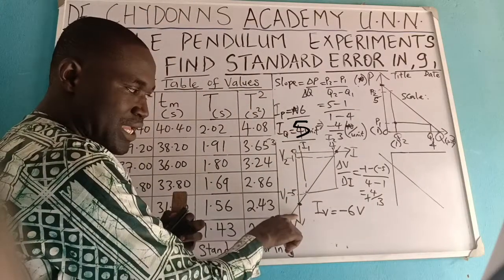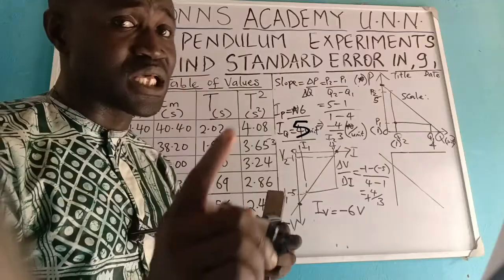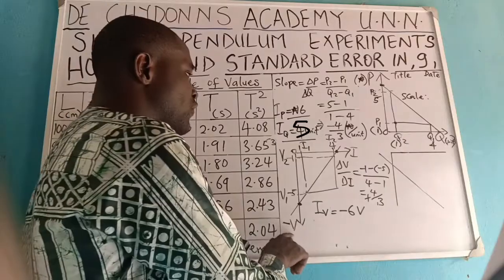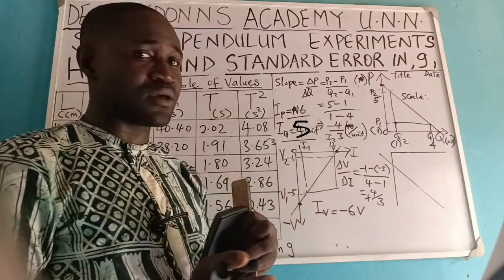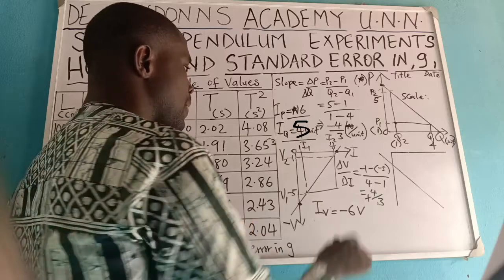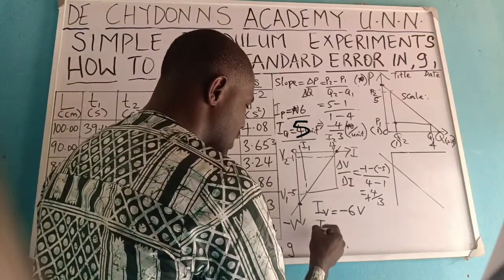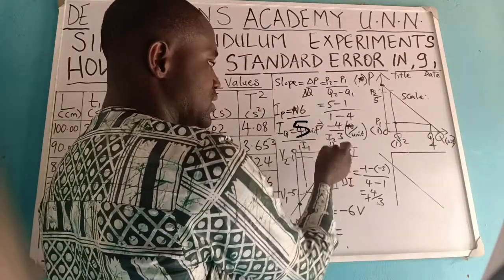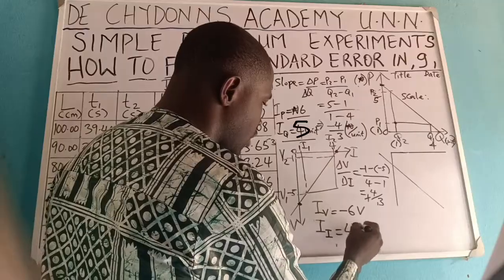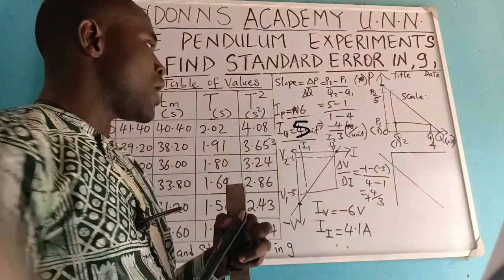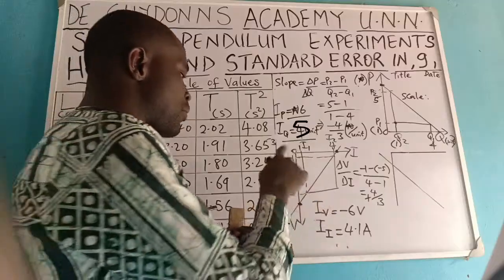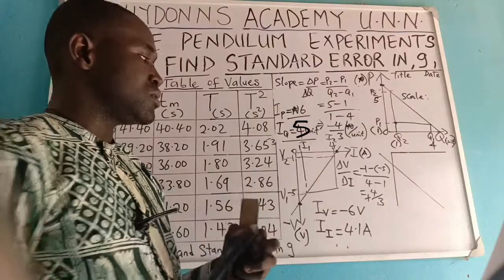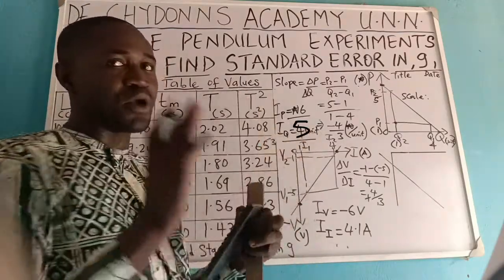Remember, it is negative at the negative side. If you write it as positive, you have failed it. Minus 6 volts. Remember, we are using V and I as a case study, so to speak. We are using it as an example. Then the intercept on the current part is, let's say here, 4.1 watt ampere. You attach your unit. Whenever you are plotting all this, ensure you put your unit by the side.